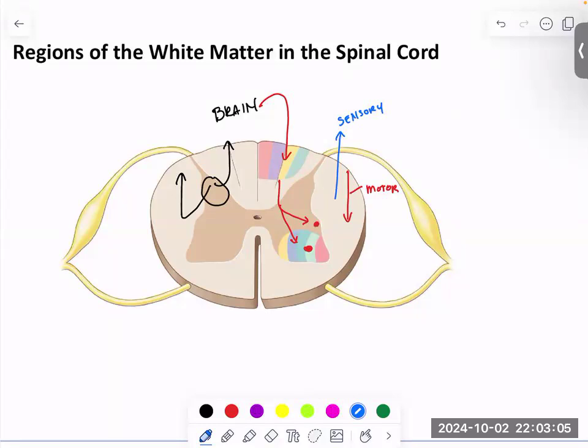And it gets quite complicated. These color-coded regions do different parts. One does the leg, one does the thorax, one does the arms, one does the abdomen. We do not need to know it at that level, thank God. Just know that it is quite complicated in how it sends the information up and down. That's enough for this class. But know the role of the white matter of the spinal cord, please.